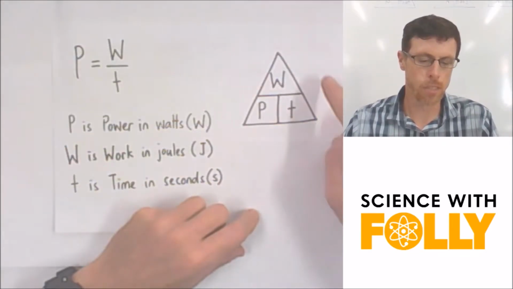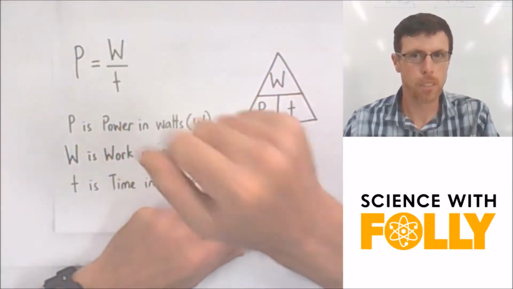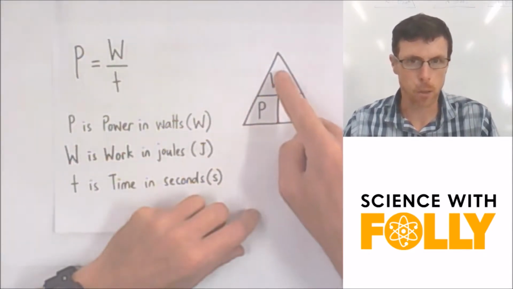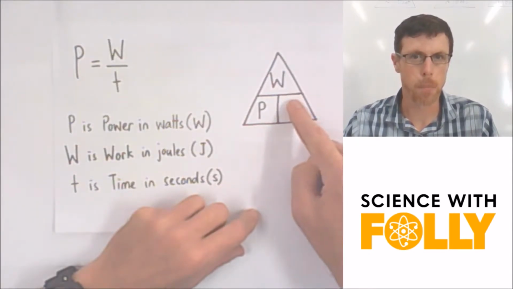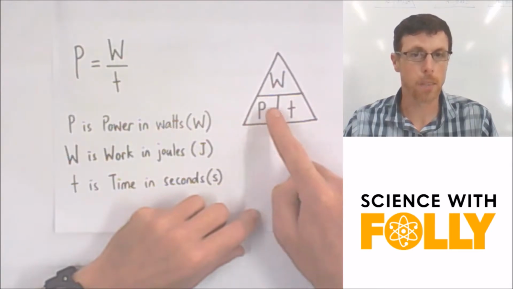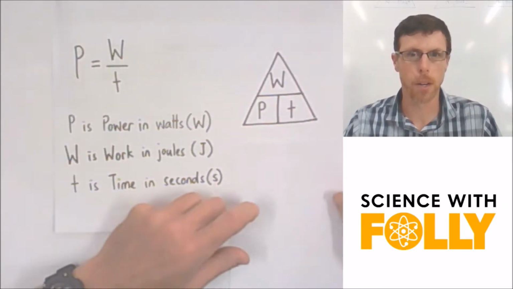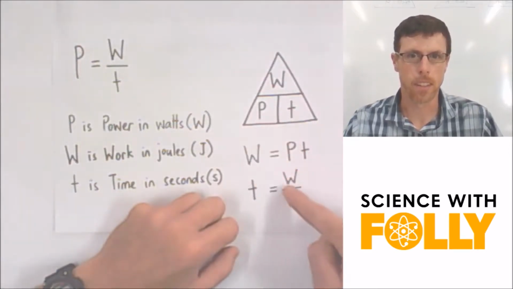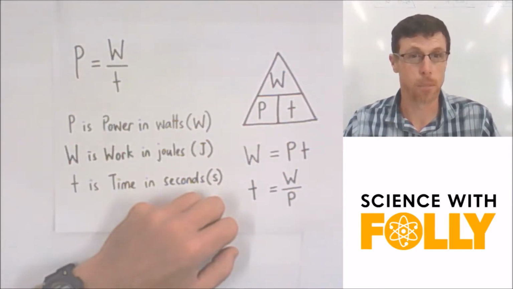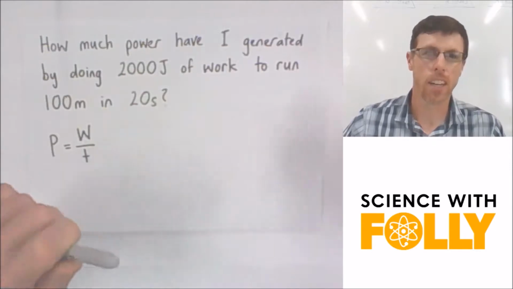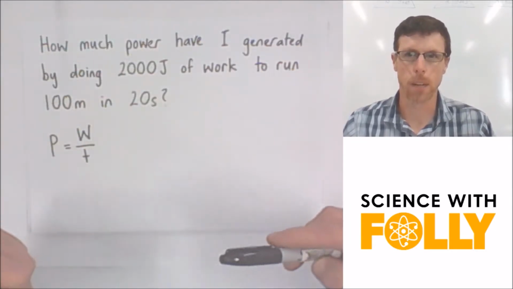We can use our solving triangle to help us rearrange the formula. Power equals work divided by time. Work equals power times time. And time equals work divided by power. And there you go. There's the rearranged formulas. So let's practice using our formula to calculate power.